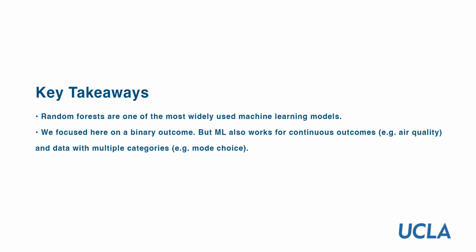We can also predict data with multiple categories in the same way. For example, mode choice: are you going to take a bus? Are you going to walk? Are you going to drive? Are you going to take an Uber or Lyft? And so on. And so the way that these machine learning models for multiple outcomes or continuous outcomes are going to be set up is going to be really similar. Now you know the syntax for the binary outcome.